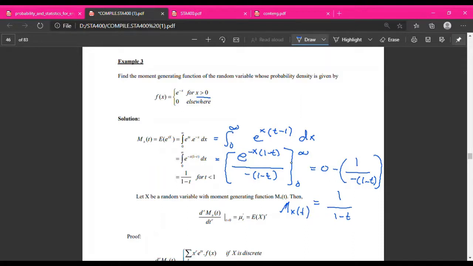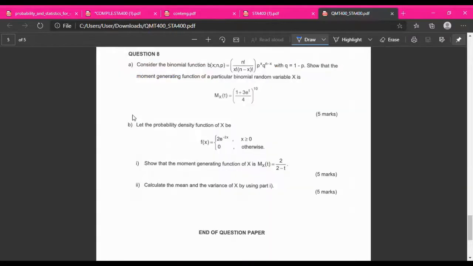Okay, this is the function. And then if we differentiate this function once, the first derivative, you will get the expected value of x, and replace t with 0, you will get the expected value of x. When you differentiate a second time, the second derivative, you will get the expected value of x square, as usual. And from there, you can find it.